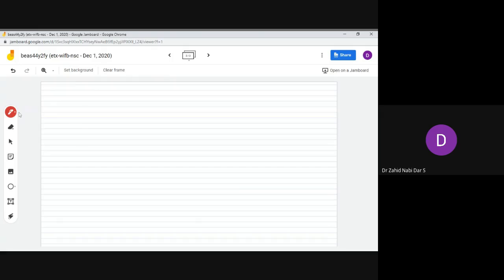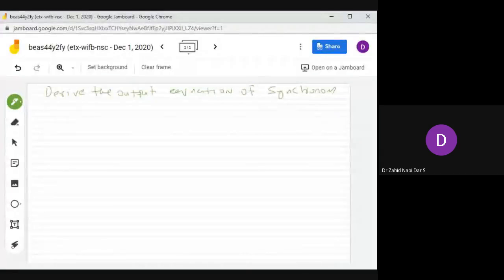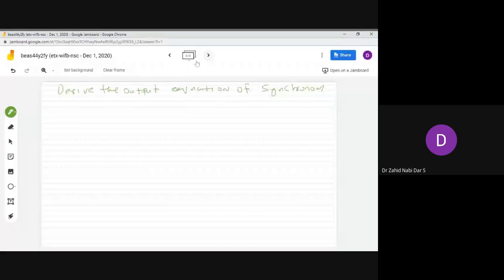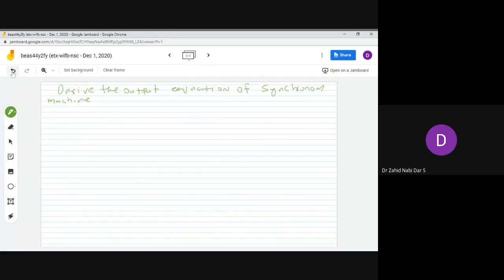How do you go about it? So let's derive the output equation of a synchronous machine.